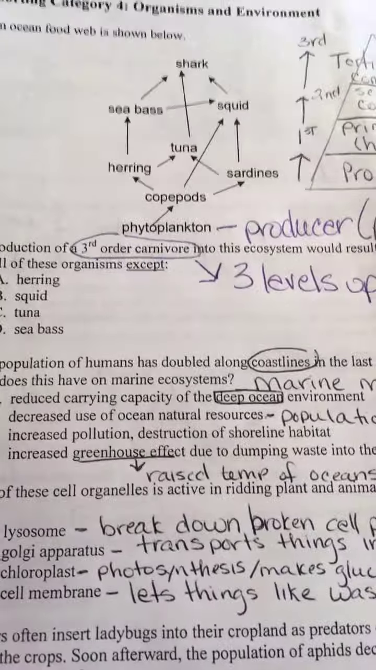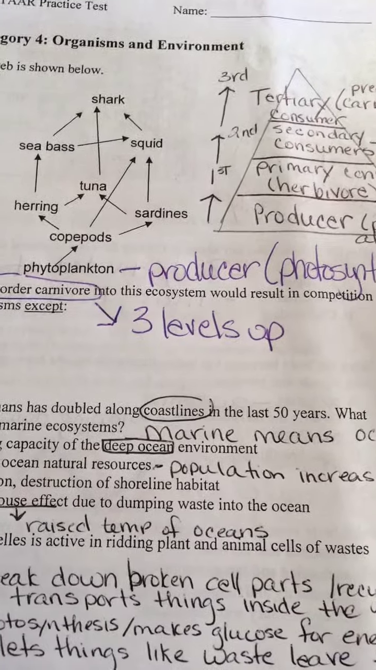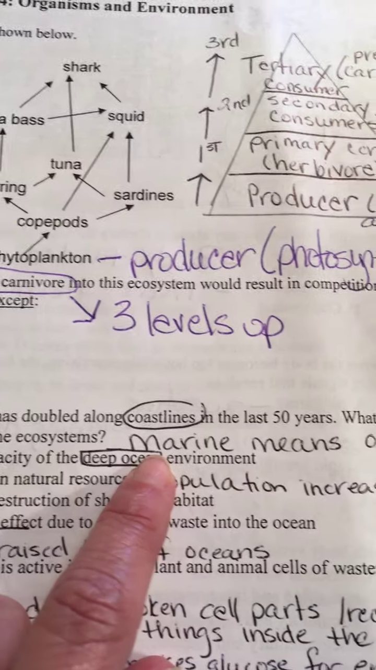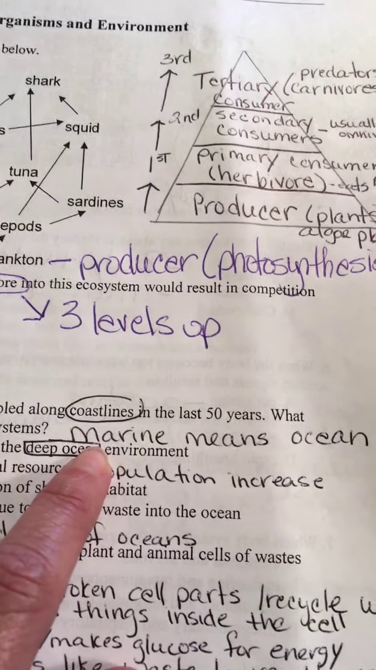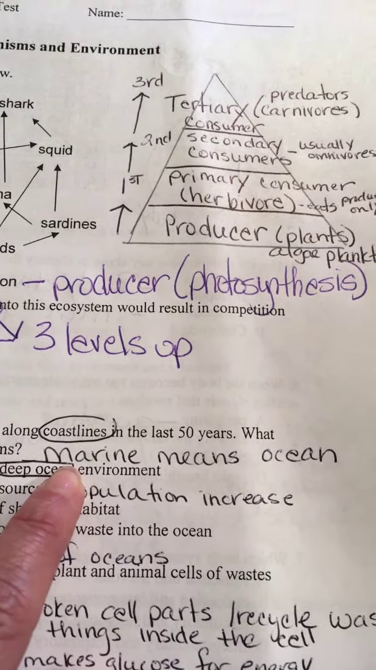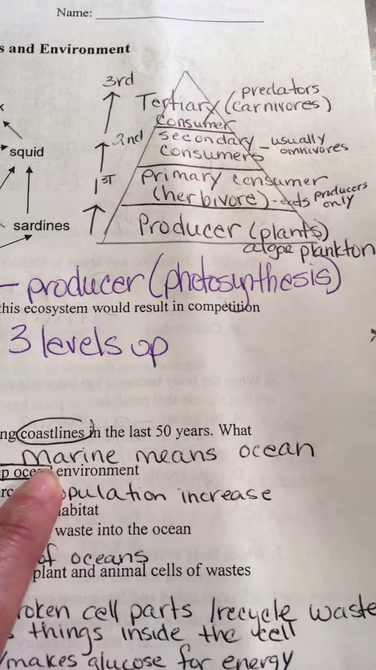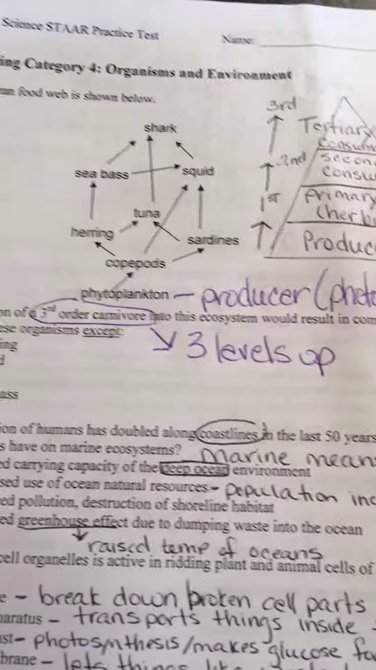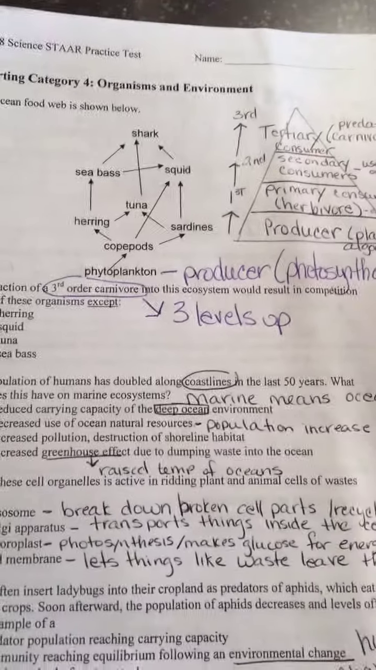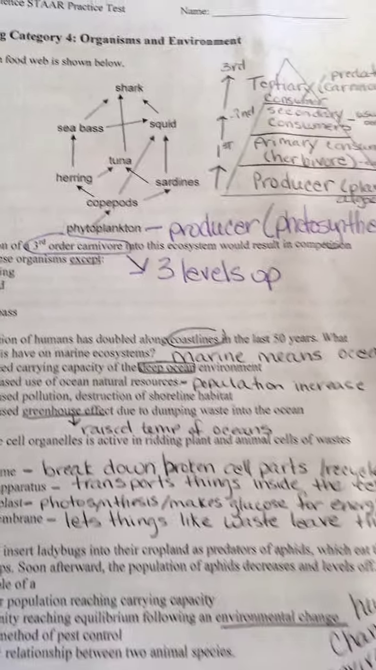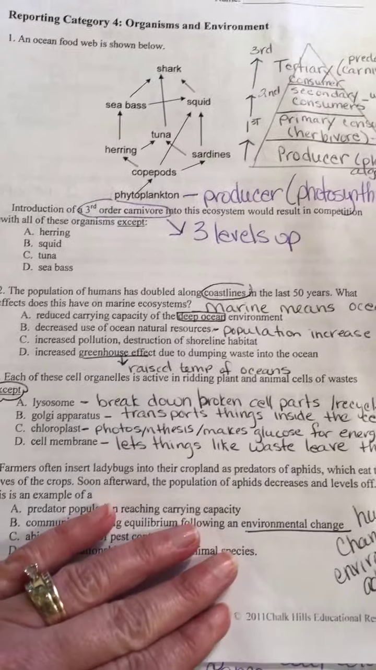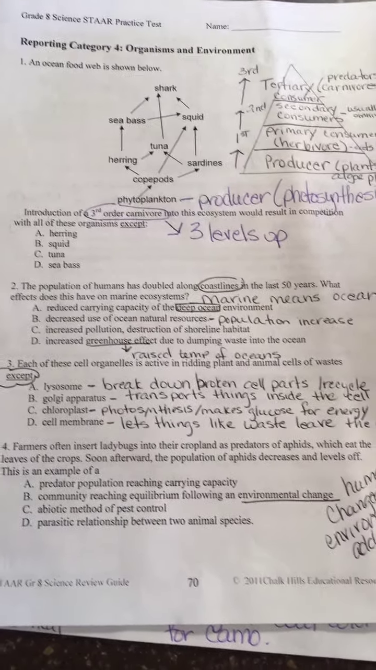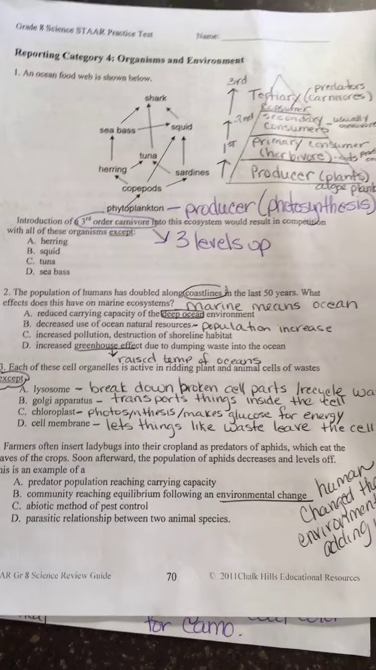All right, moving on to number 2. Number 2 is talking about a coastline, and it's talking about a marine ecosystem. A marine ecosystem is going to mean in the ocean. So we're talking about an oceanic ecosystem. It tells you that the population of humans has doubled, and it wants to know how that is going to impact the ocean. After I get finished with the video, I'll post these notes that are on my paper so that you can go through them individually.